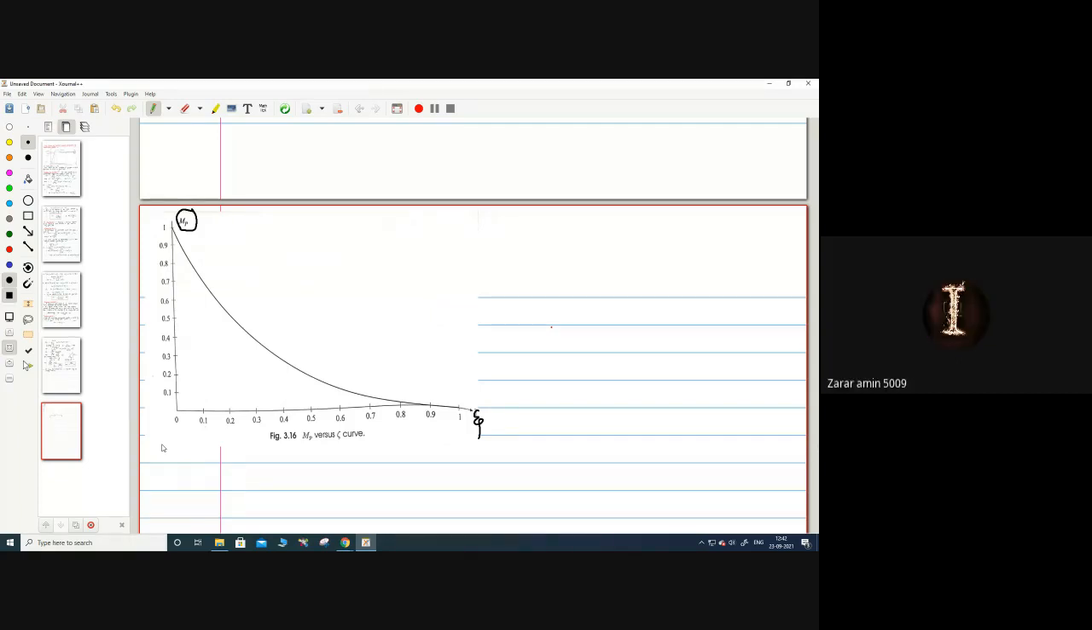Sir, this means that if damping is greater than 1, then the overshoot will be 0. Very good. If damping is 0, the overshoot will be maximum. If we are not damping the system, then we will have overshoot.